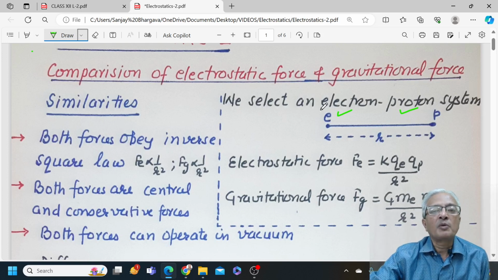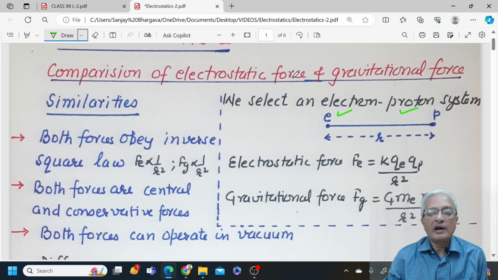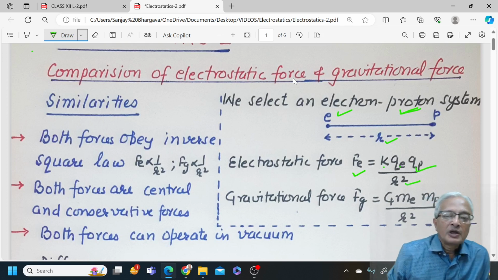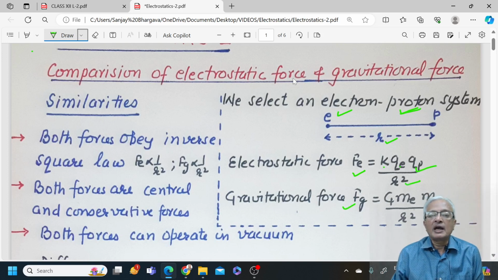For comparison of the properties between electrostatic force and the gravitational force, we select an electron-proton system. Now, the two are separated by a distance r. One can always calculate electrostatic force between electron and proton. It would be given by Coulomb's law, which says force is equal to K, charge on the electron, charge on the proton upon square of the distance. Similarly, the gravitational force Fg can be calculated as G, mass of electron, mass of proton, and r square.